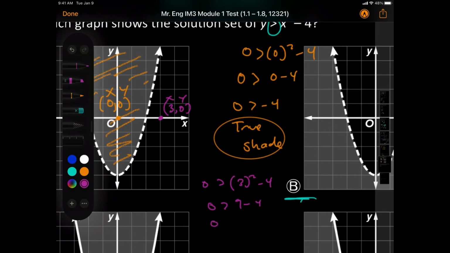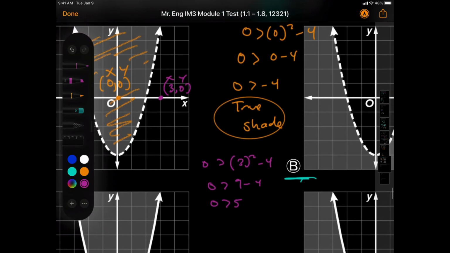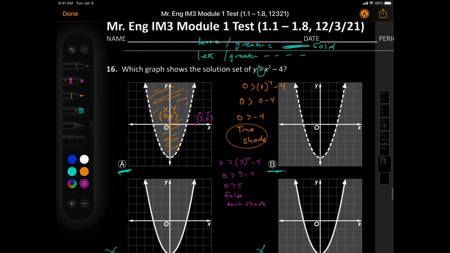Nine minus 4 is 5. Is 0 bigger than 5? That is false. Where (3, 0) is, don't shade. So basically the shaded regions tell you where there are solutions. So the answer would be A.